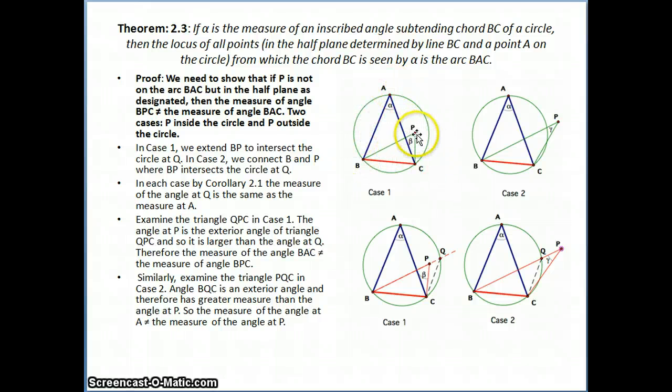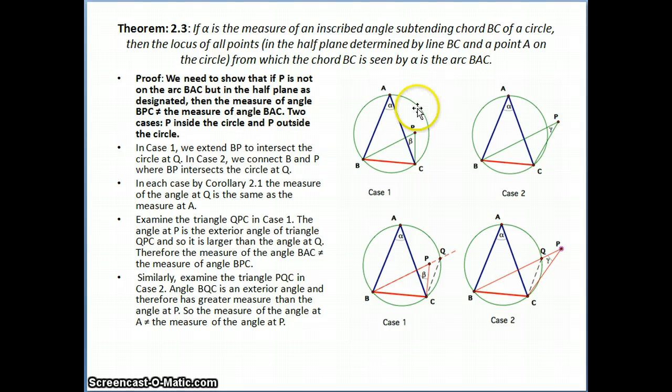So if it's not on the arc, the angle formed by these two line segments cannot be equal to alpha, either inside or outside. If we want this angle to be congruent to alpha, this point P has to be on the arc BAC. So it could be here or here or here or here. It can be anywhere on this arc, but not inside or outside of the circle.